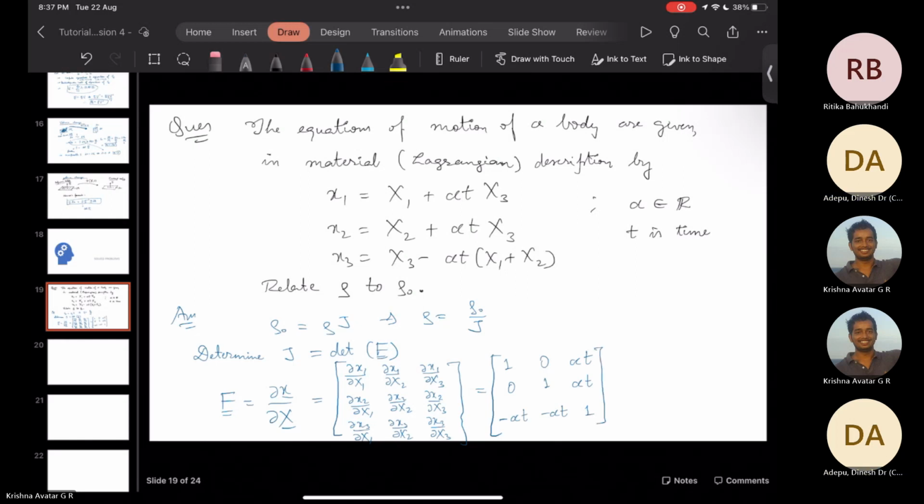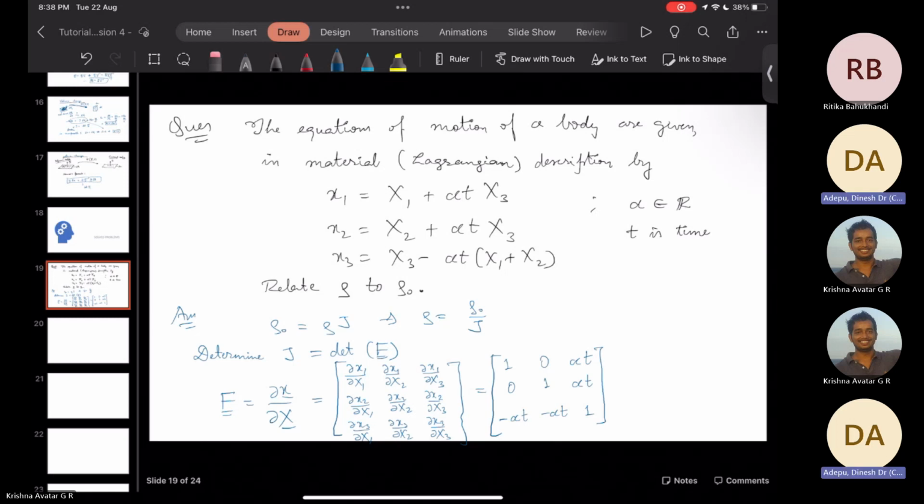I hope Ritika, you all have also understood the process. Yeah, okay, fine. Now I'll stay on the same page so that I don't have to copy everything.